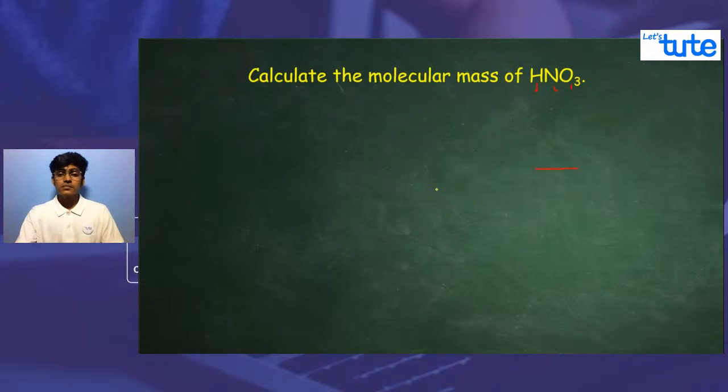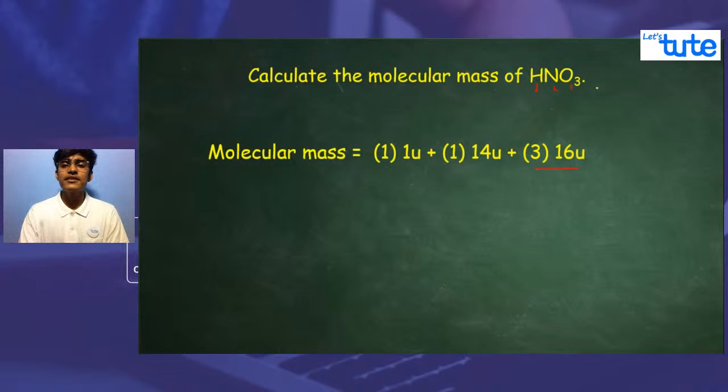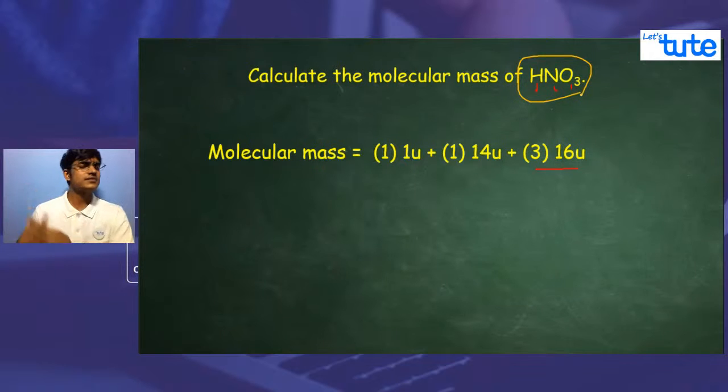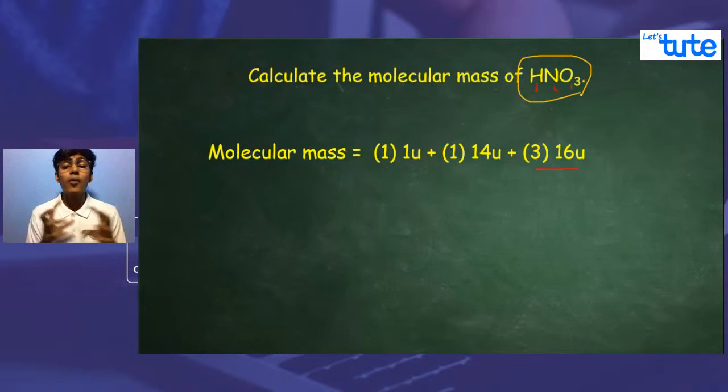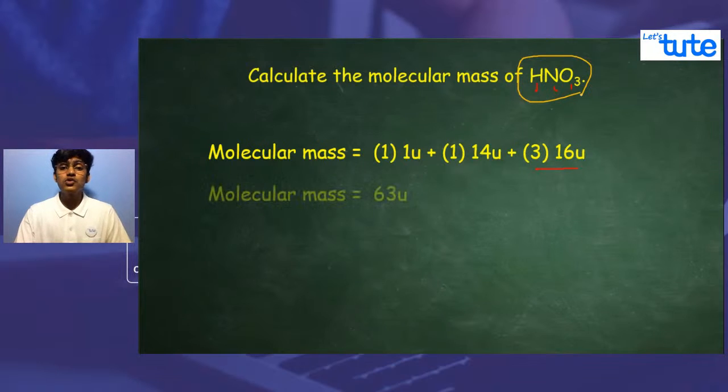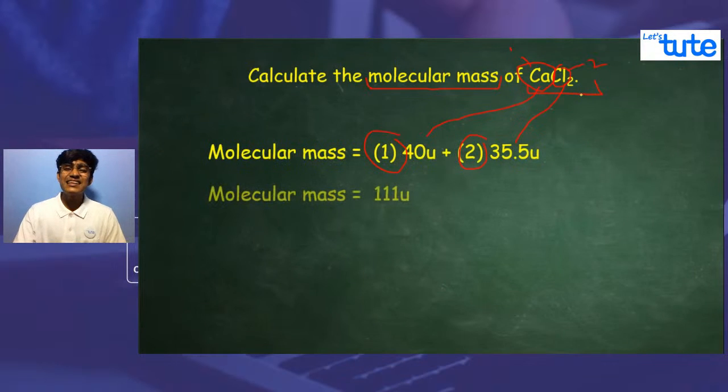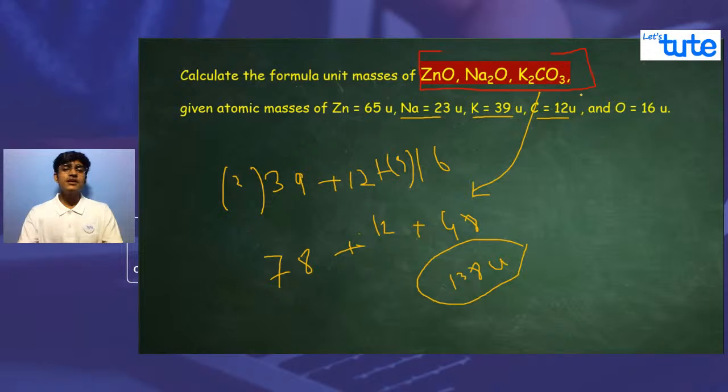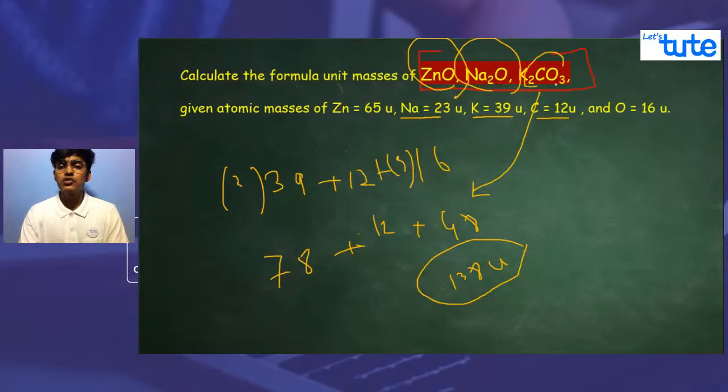Okay, the next thing is about how to calculate molecular mass. In this condition they have given us a molecule and we are supposed to find out the molecular mass. We simply add all the atomic masses of the atoms present in the molecule, and we get our answer for molecular mass. In this condition we found the values for this molecule, this molecule, and this molecule. The answer is present over here. We are simply adding all the things together to find the answer.